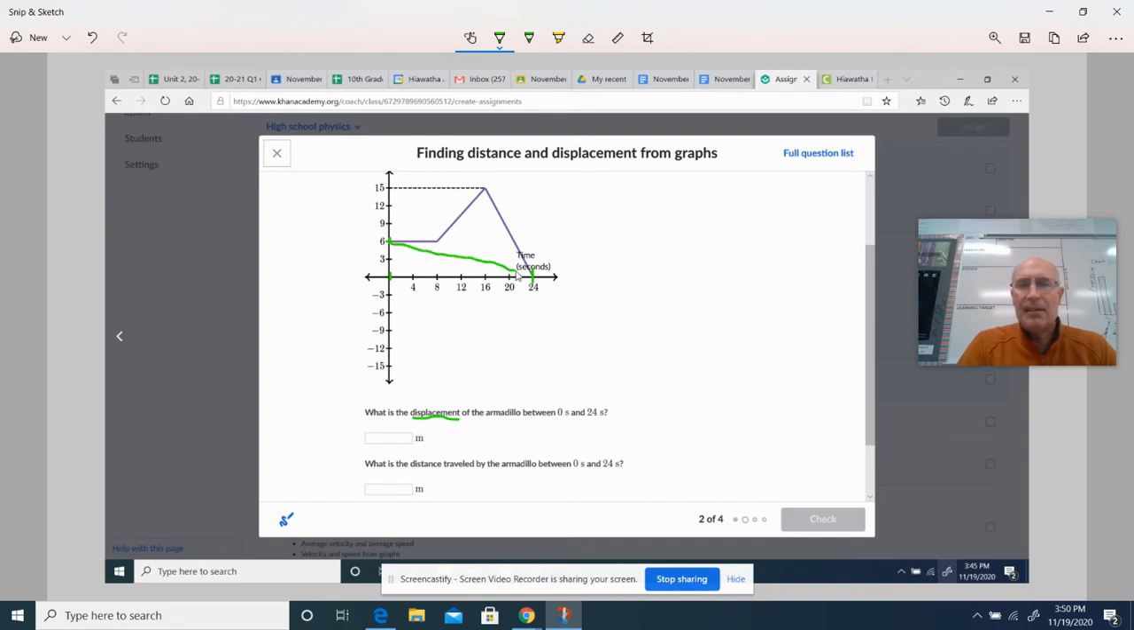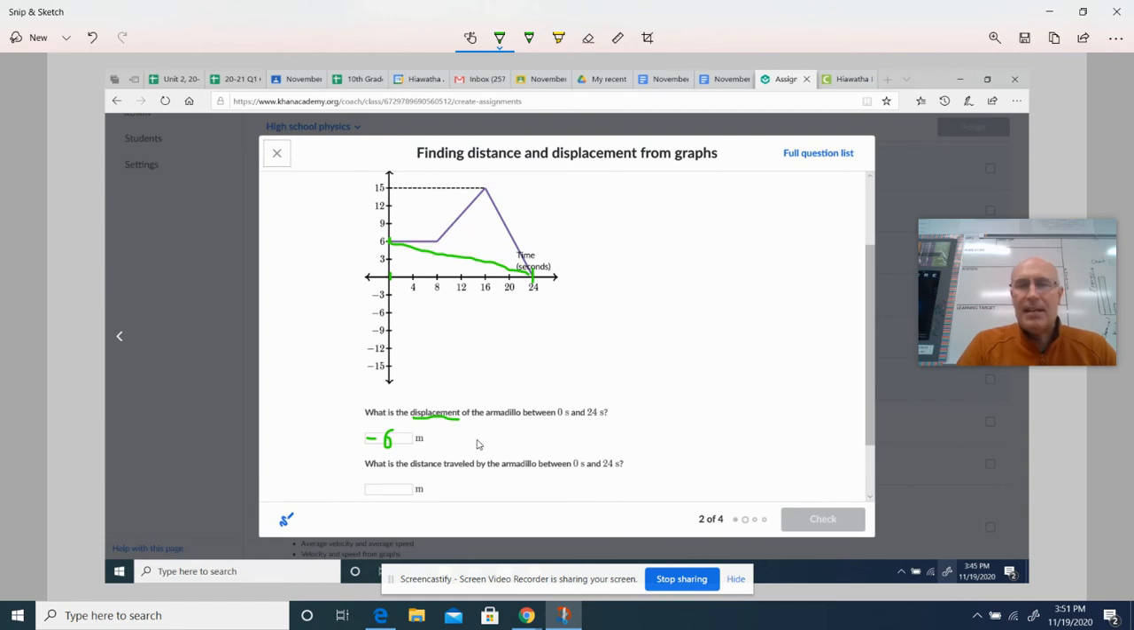I don't care about the fact that the armadillo went all the way out to 15 meters, okay? I can see that it started at 6. I can see that it ended at 0 meters. Started at 6, ended at 0. That means it went 6 meters, but I'm also going to have to tell the person that it was -6, okay? So you guys are going to go in this spot and you're going to write -6. I can't write that because this is actually a screenshot. So you're going to write -6 meters, okay?